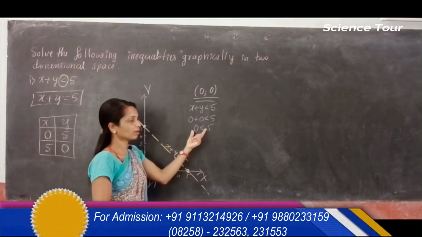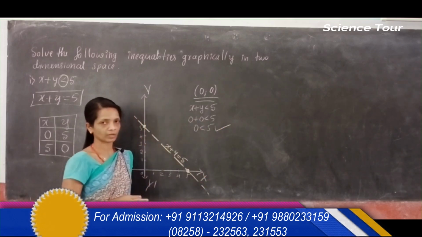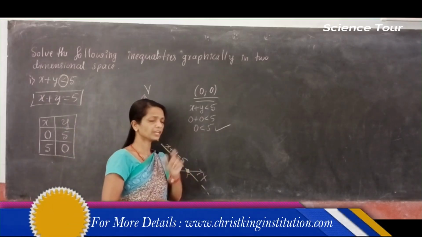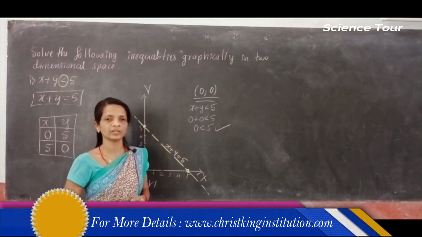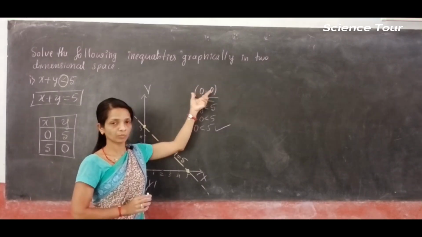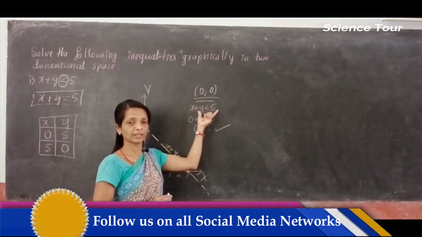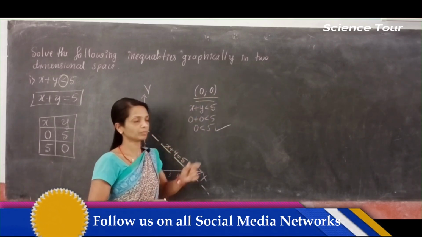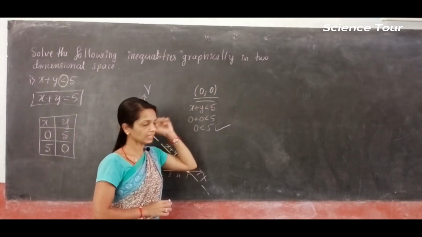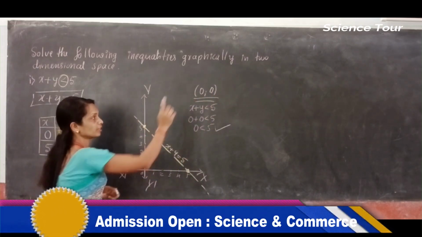So while simplifying the inequality, we got 0 less than 5, and you know that 0 is less than 5. So this is the correct inequality. Suppose you get a correct inequality, then which half plane you have to shade? You have to shade the half plane containing this checking point, because that checking point gives a correct inequality, means that point satisfies the inequality. That point satisfies the inequality means that will be one of the solutions of this inequality.